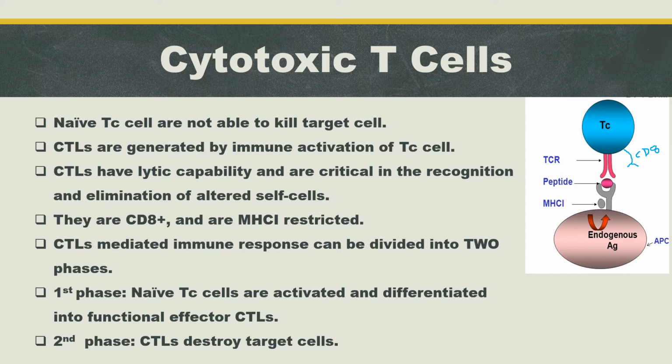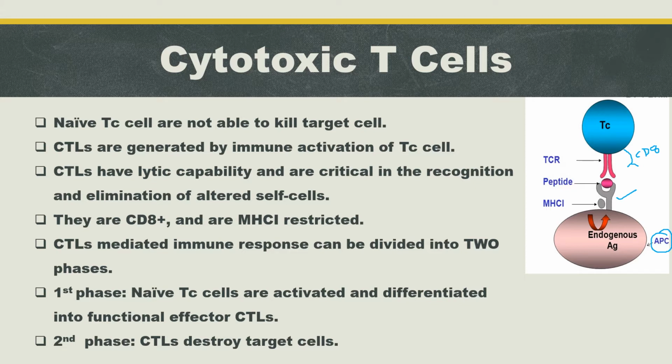This TC cell recognizes only MHC1 presented antigen. And MHC1 is present on all nucleated cells. Our antigen presenting cell is also a nucleated cell, so on the surface of the antigen presenting cell, MHC1 is also present. So this TC cell recognizes only MHC1 presented antigen. That antigen may be an endogenous antigen. The function of the TC cell is the elimination and killing of altered cells. Altered cell means a virus infected or tumor cell.